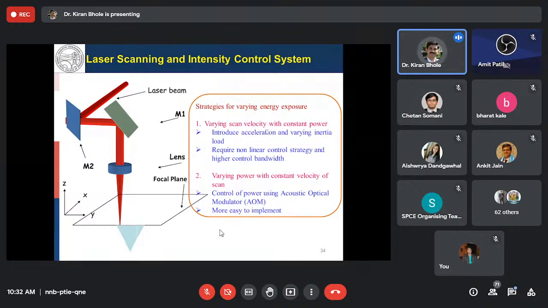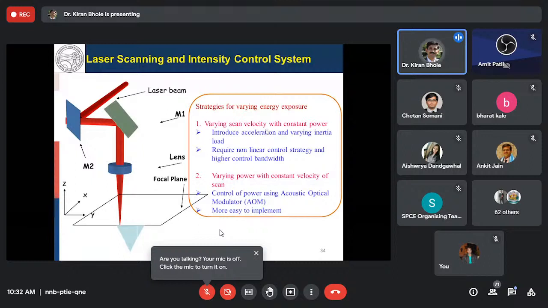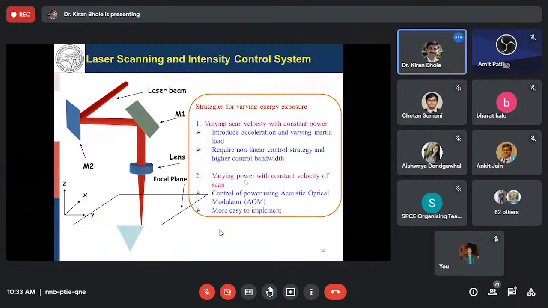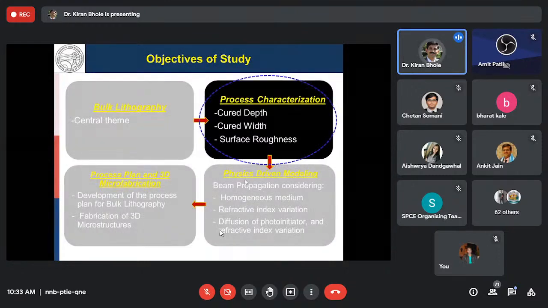Another strategy for varying the energy exposure is by varying the power with a constant velocity of scan. With the velocity of scan being constant, we are not going to have the problem of acceleration or inertial load. And the varying power can be easily obtained by controlling the power using an acoustic optical modulator, which is very easy to implement. So the second strategy, varying the power with constant velocity of scan, is quite possible in the bulk lithography. This is the on-axis scheme which is used here.